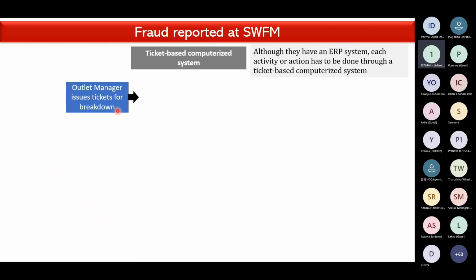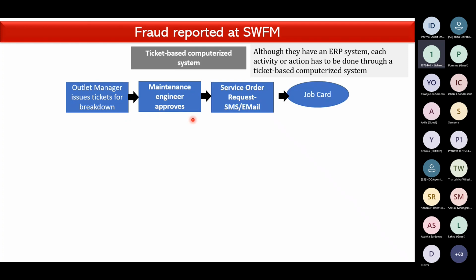Outlet managers issue tickets for breakdown. Okay, so when there is a breakdown, the outlet manager has to issue a ticket. Then the maintenance engineer has to look and say, okay, let's go ahead with repair. And then when they do that, the service order request goes to the supplier through SMS and email. We don't know who these suppliers are. Can they be employees of the company? If you want, you can cross-check.